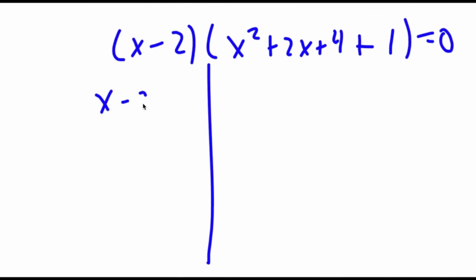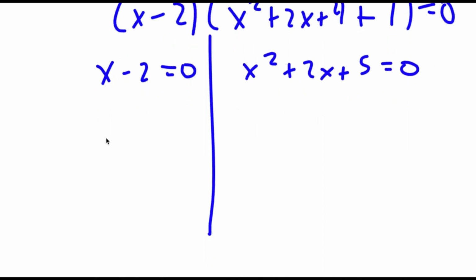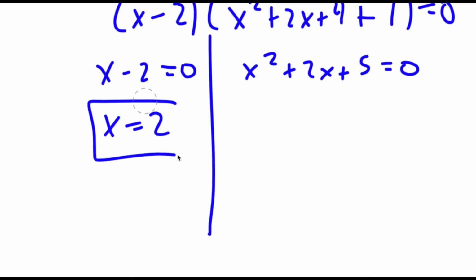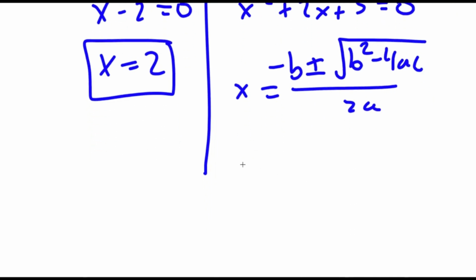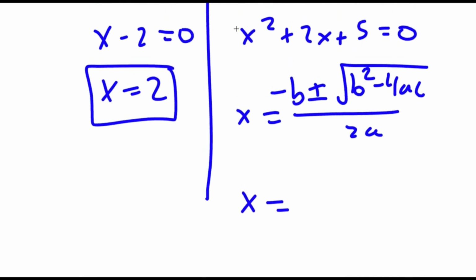Now I have x minus 2 is equal to 0, and I have x squared plus 2x plus 5 is equal to 0. So for x minus 2 equals 0, x is obviously equal to 2, so that's one solution. And for x squared plus 2x plus 5 equals 0, I can use the quadratic formula, which is negative b plus or minus the square root of b squared minus 4ac all over 2a. So in this case, a is 1, b is 2, and c is 5.